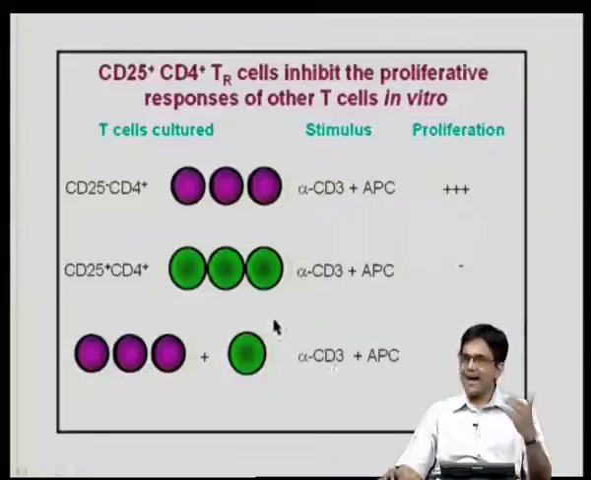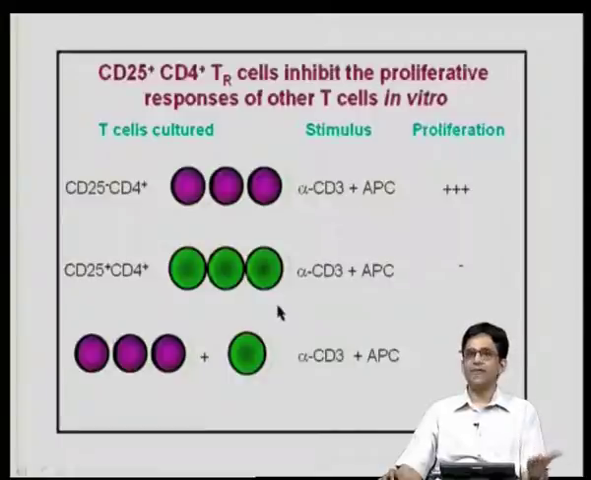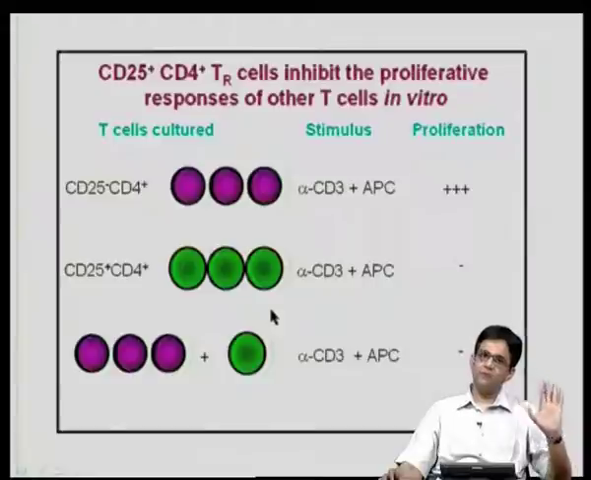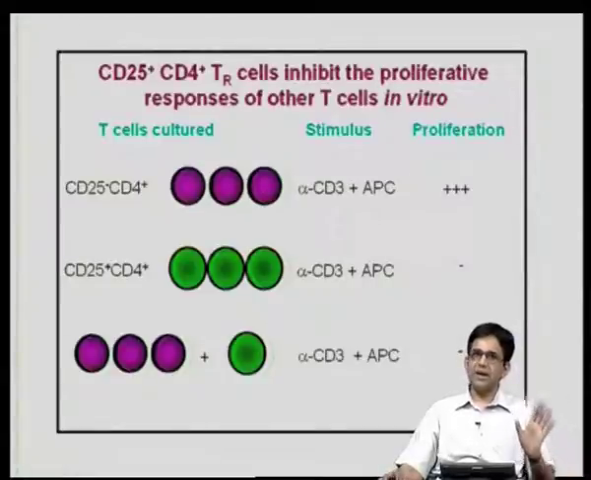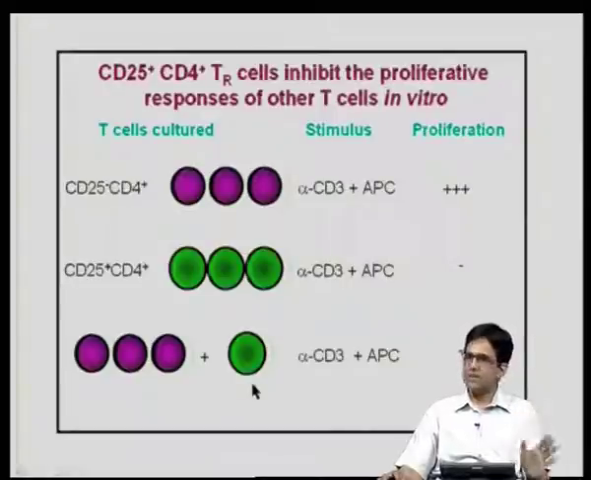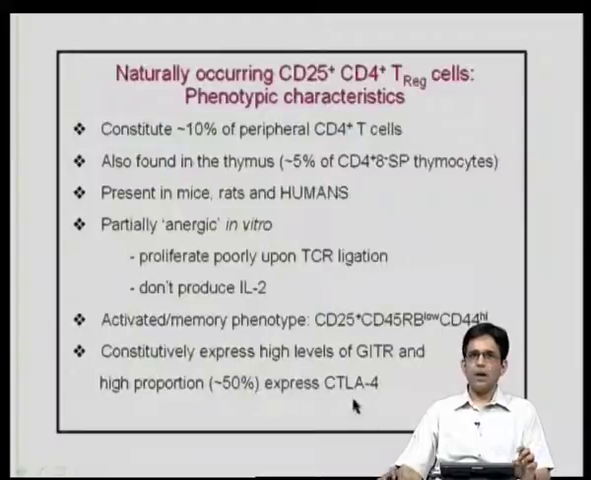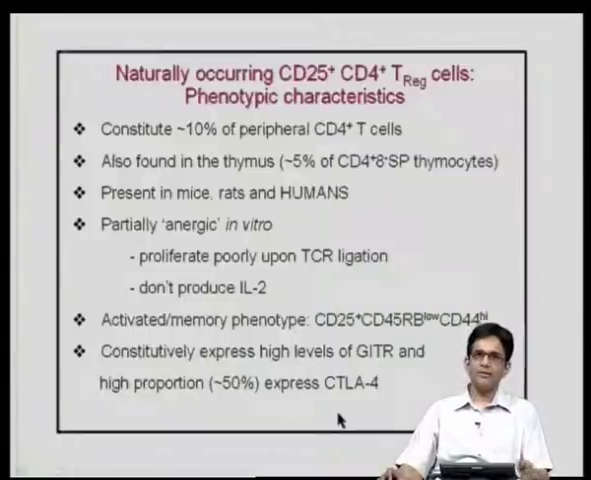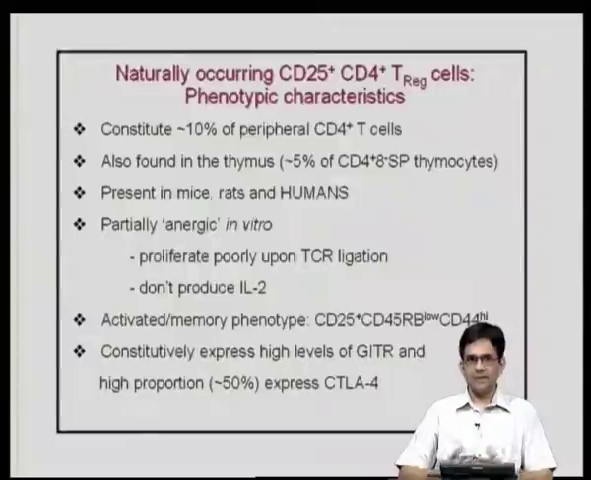So, what is showing here is an assay for Treg function. Even if you have very few regulatory T cells, they will somehow manage to suppress the proliferation of your other T cells. So, this is an important aspect. Okay, and some of these characteristics of regulatory T cells are shown over here.